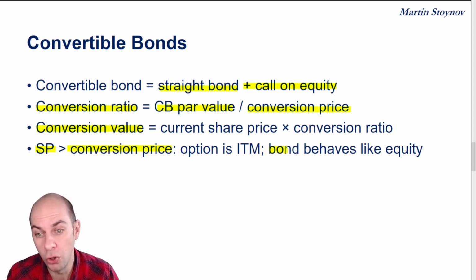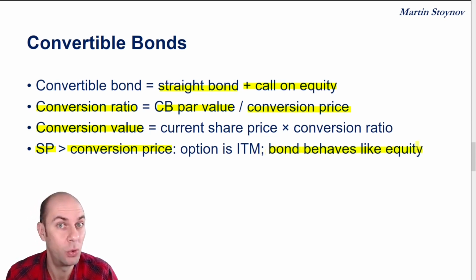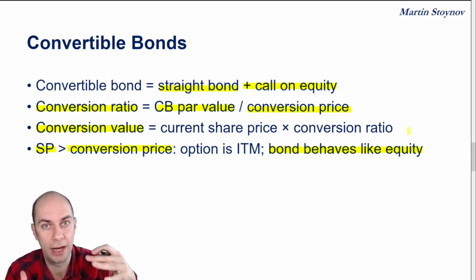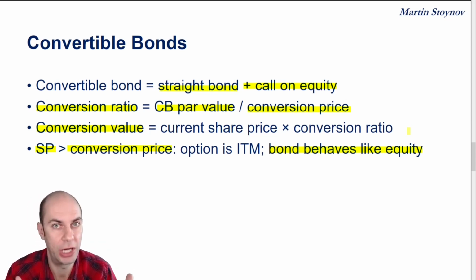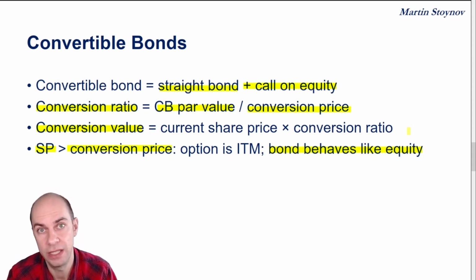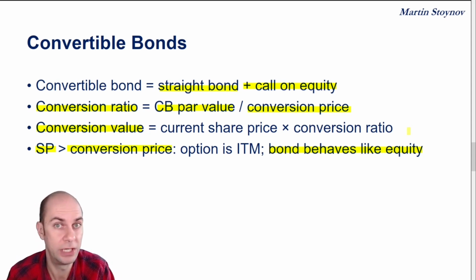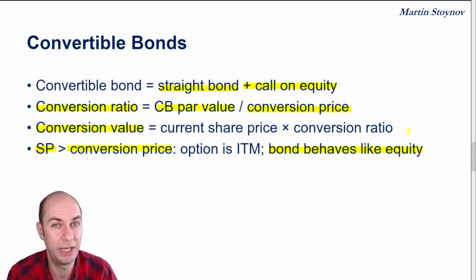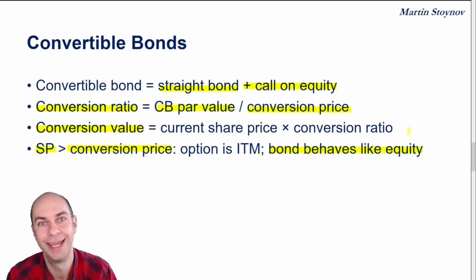And therefore, the bond will actually behave more like equity than fixed income. And what I mean by that is that the bond price will closely track the movement in the share price. So it trades as an equity equivalent. And the opposite is true, of course. If the share price is below the conversion price, then the option is out of the money. The investor is unlikely to exercise the option, and therefore the convertible bond will behave more like a fixed income equivalent. But I will be giving a lot more on all that at level 2.